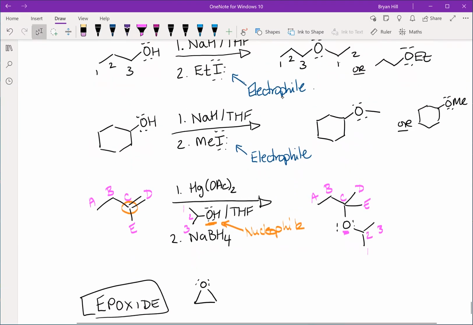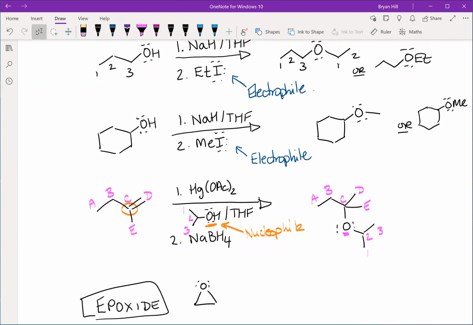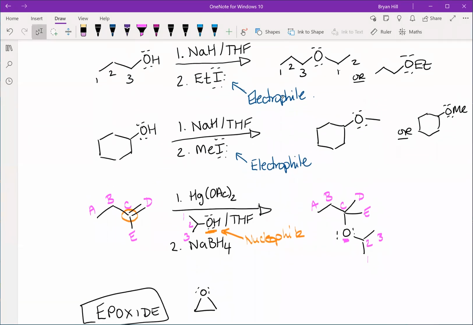So in each one of these cases, either the deprotonated alcohol, so the alkoxide, is the nucleophile, or in the third example with mercury, the alcohol's the nucleophile. It's just the electrophiles are changing and the type of reaction is slightly different. So this will be SN2, SN2, and this is an oxymercuration basically mechanism.